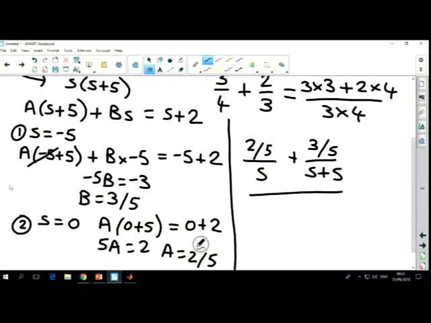That should have been a 5, by the way. My s's and 5s look quite similar. We should make that more square. Get the idea. So 2/5 over s plus 3/5 over s plus 5 is the separation of that equation that we had at the top. We can have a look at this later.